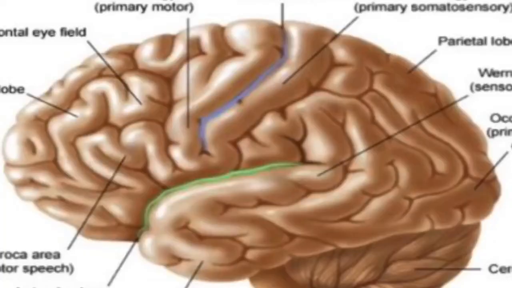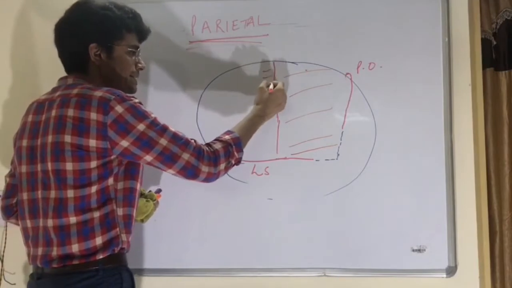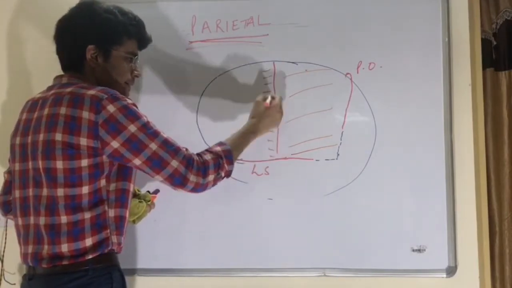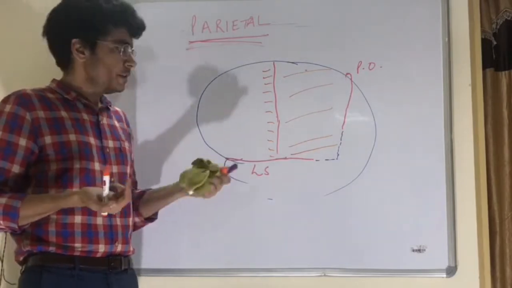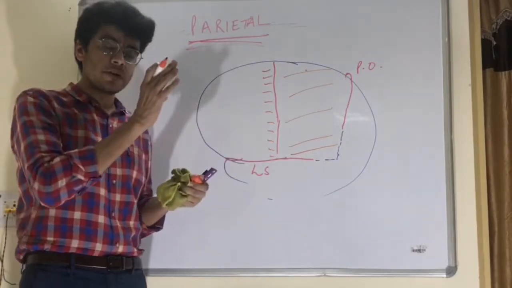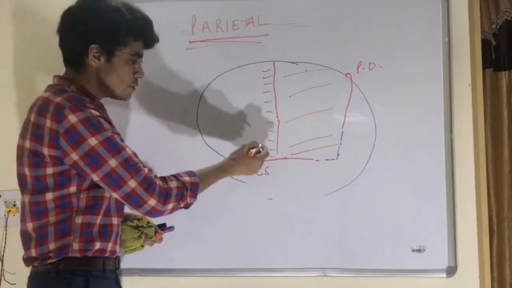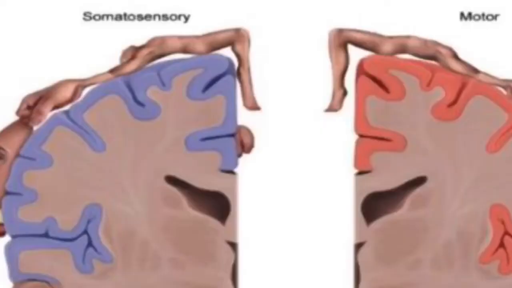Now, in front of the central sulcus, there is the precentral gyrus. And that precentral gyrus represents the entire body, the topographic representation. The motor cortex is present in the precentral gyrus. So there is topographical representation of the entire body.